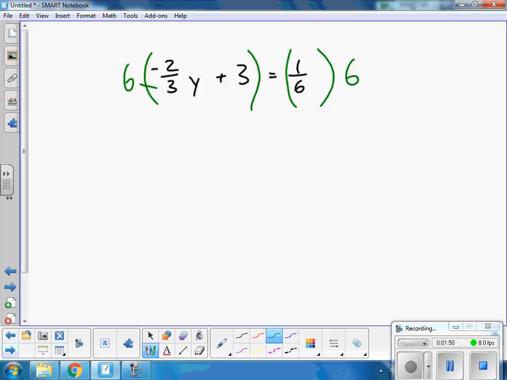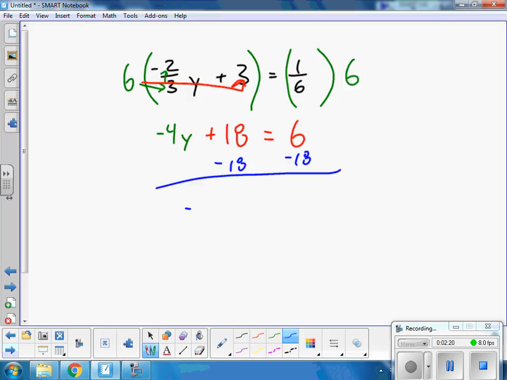So I'm going to do 6 divided by 3, which is 2, times negative 2, which gets me negative 4y. I'm going to take 6 divided by 1 times 3, so really it's just 6 times 3, which is positive 18, equals, and on this side, 1/6 times 6, I end up with 6. And this is nice. What I've done is I've cleared all my fractions in my whole problem, and now I just have a simple two-step equation, which can be solved in 2 steps.